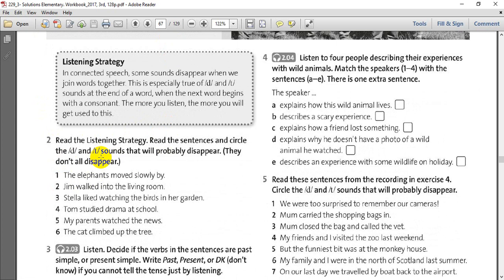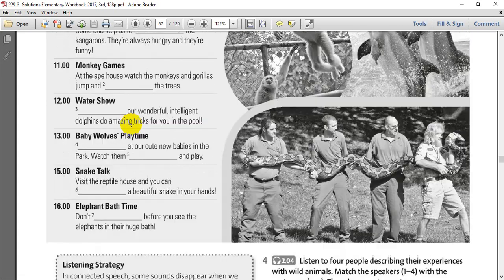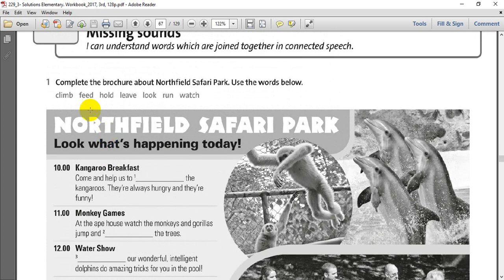Number 2 here. Read the listening strategy. Read the sentence and circle D and T sounds that will probably disappear. They don't all disappear. You have to just circle the D and T that will disappear. Here, number 2. So we have just number 1 and number 2. We have 2 homework exercises here, exercise number 1 and exercise number 2.